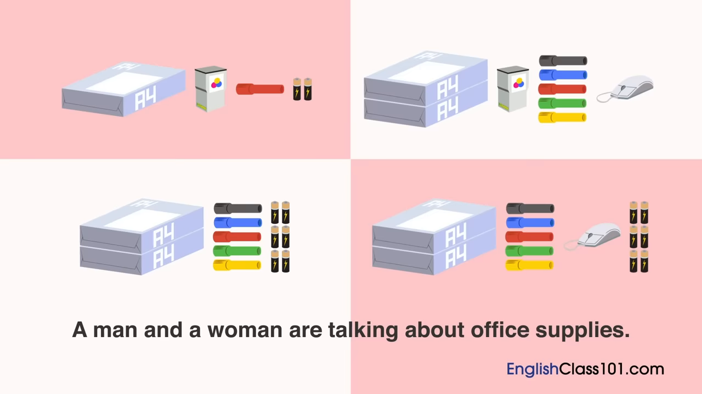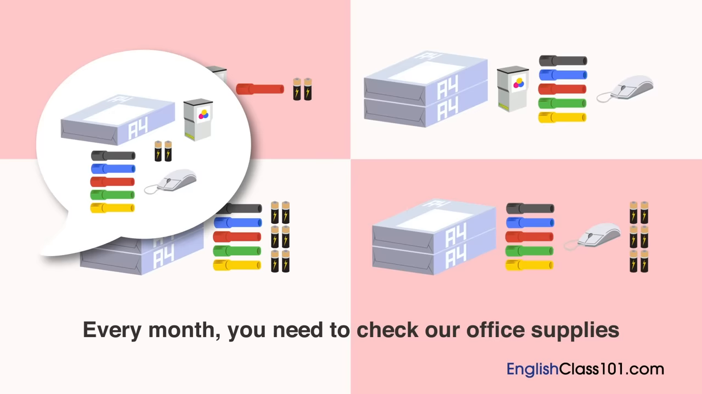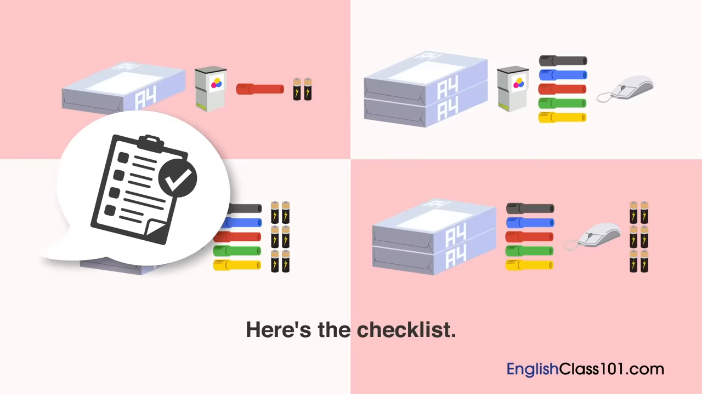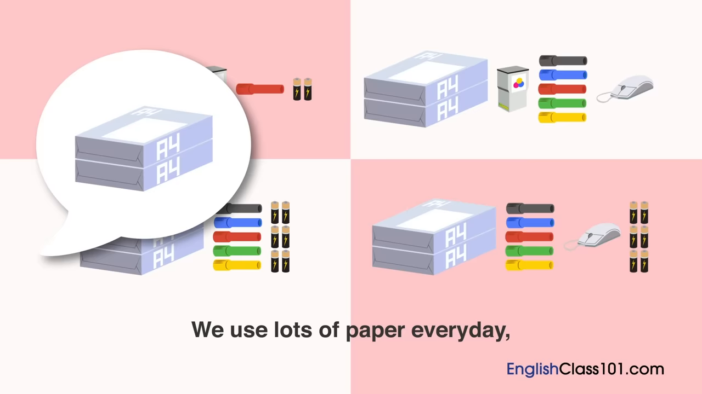Every month you need to check our office supplies and order any items that are running low. This time, let's take a look at them together. Here's the checklist. Okay, that sounds good. Well, starting with the paper, it looks like there's only 1 box left. We use lots of paper every day, so let's order 2 more boxes.